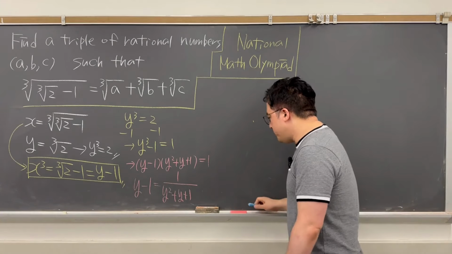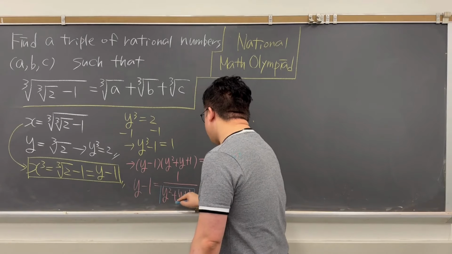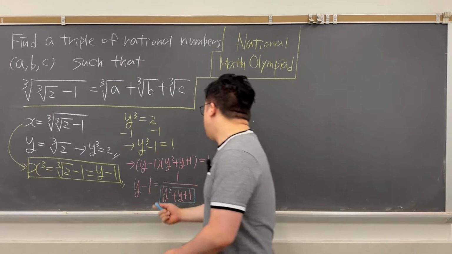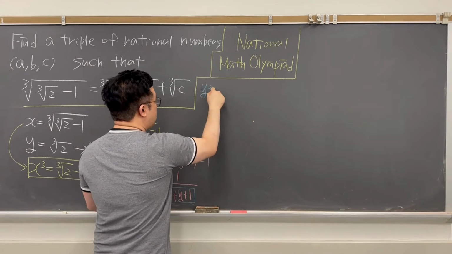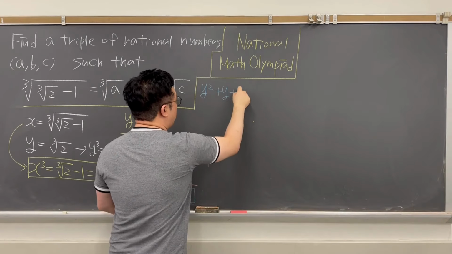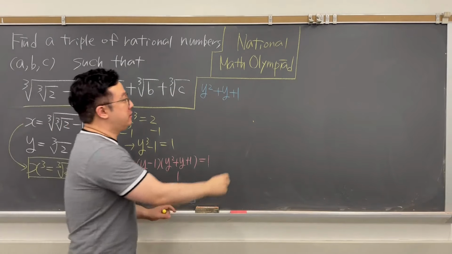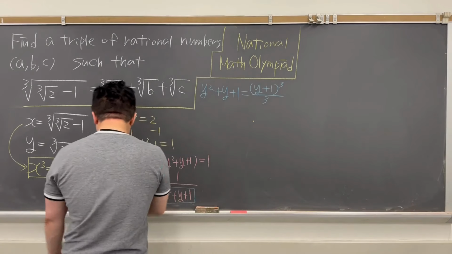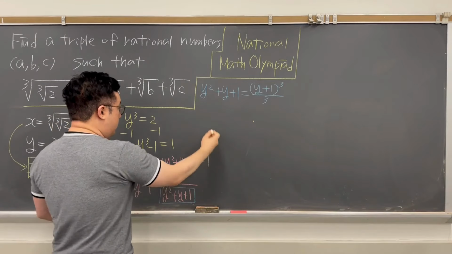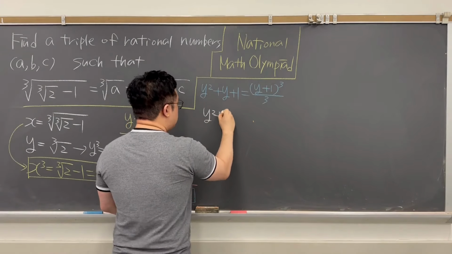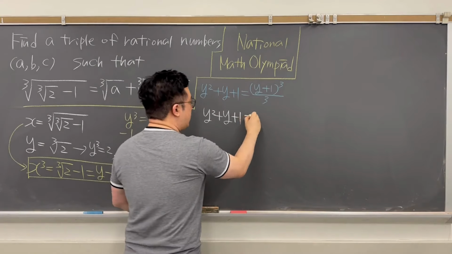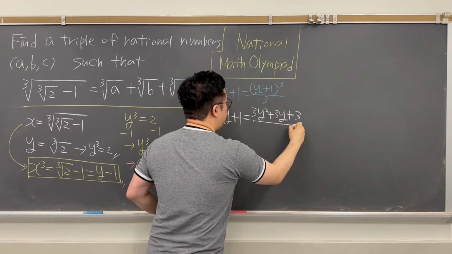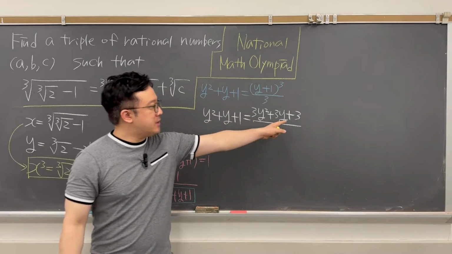But then again, let's talk about this denominator, y squared plus y plus 1. Using this, y cubed is equal to 2. So y squared plus y plus 1 eventually should be equal to y plus 1 cubed over 3. We'll be checking this. Because now if you work on this y squared plus y plus 1, we can easily rewrite this as 3y squared plus 3y plus 3 over 3. But then again, 3 is now 2 plus 1.